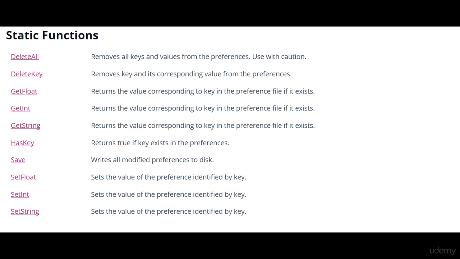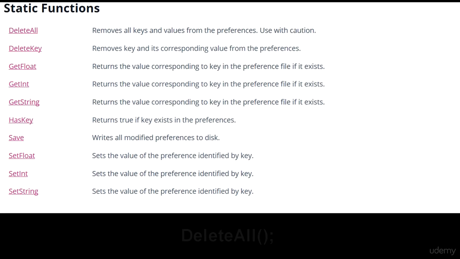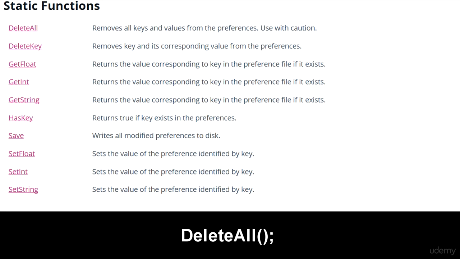PlayerPrefs can be used to save three different types of variables: integers, strings, and floats, as we can see in the function list. You might notice that it lacks the boolean variable type, but that's okay since we can use an integer and just set it to 0 or 1. Let's go through the list quickly. The delete all function removes all keys and values from the preferences. That means it basically clears everything that you saved and gets rid of all the variables that you created. This action cannot be undone, and Unity advises you to use this with great caution.